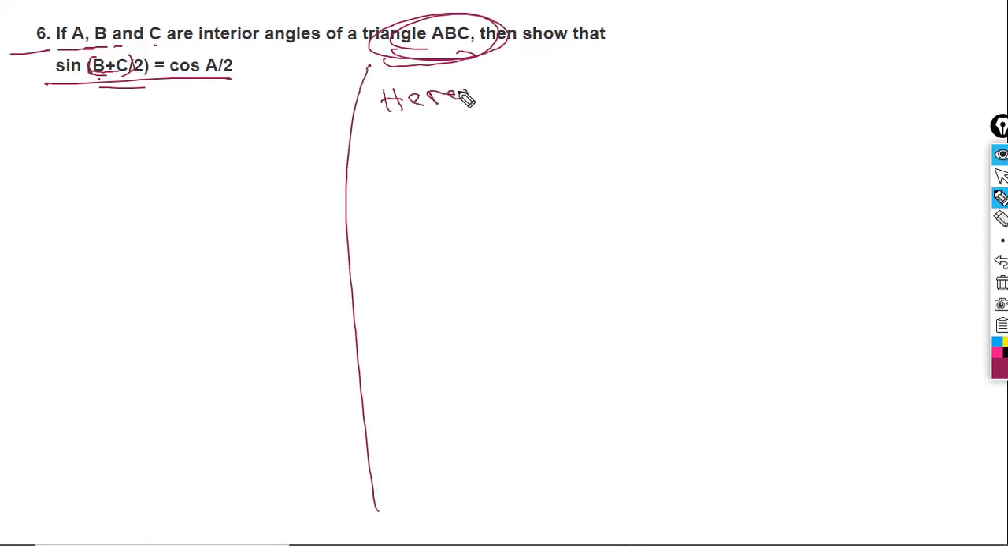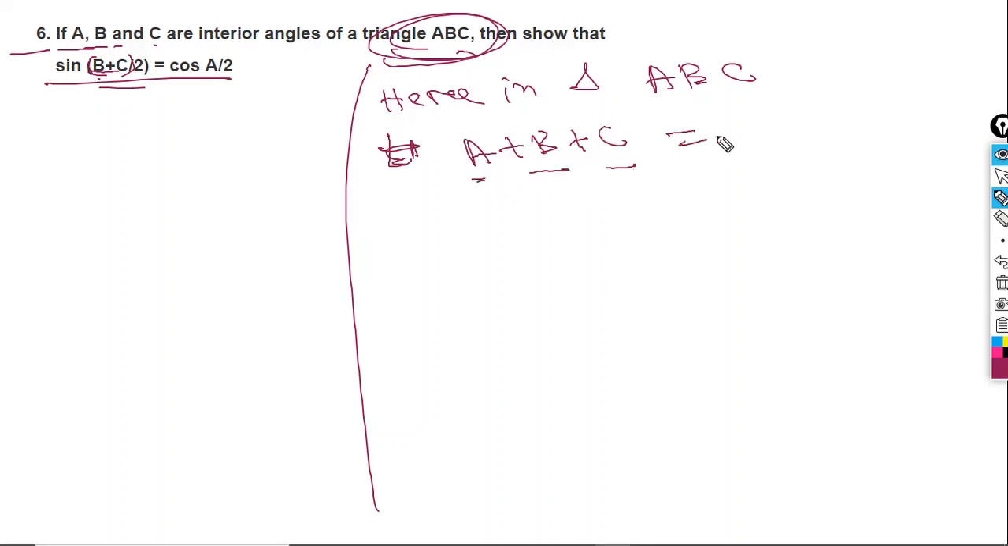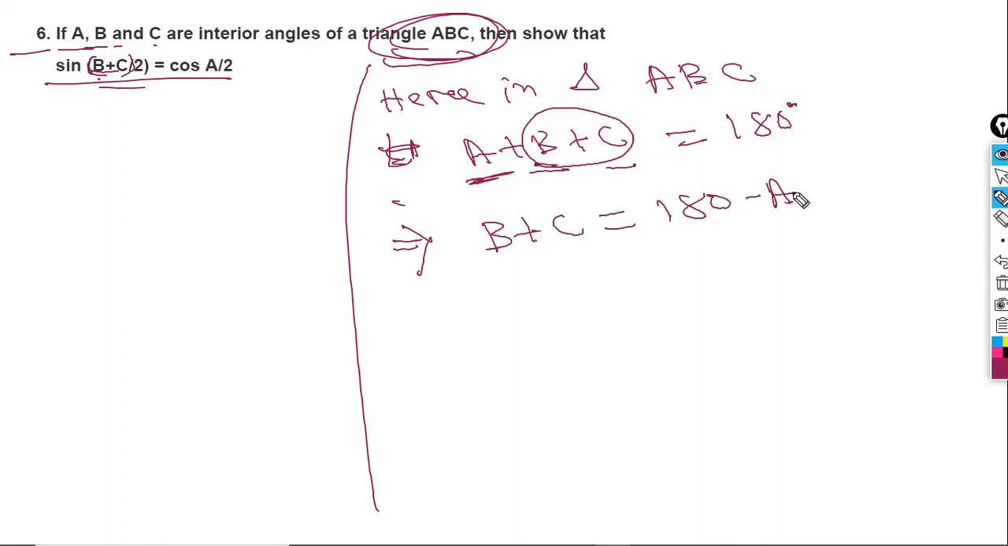Here in a triangle ABC, angle A plus angle B plus angle C is equal to 180 degree, isn't it? Now we can keep this B plus C here and transpose the angle A to RHS. So angle B plus C is equal to 180 degree minus A.